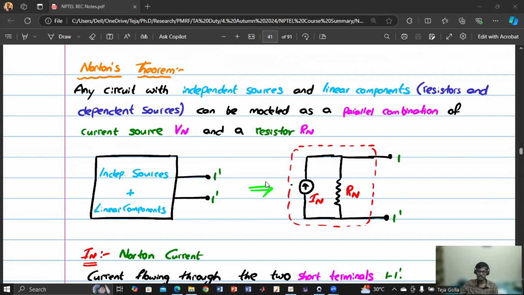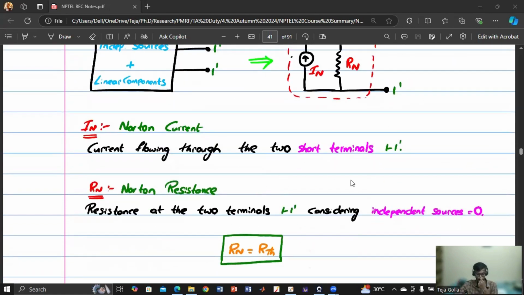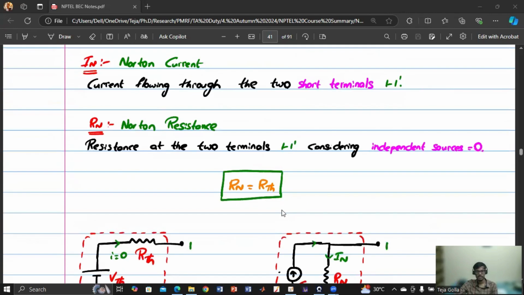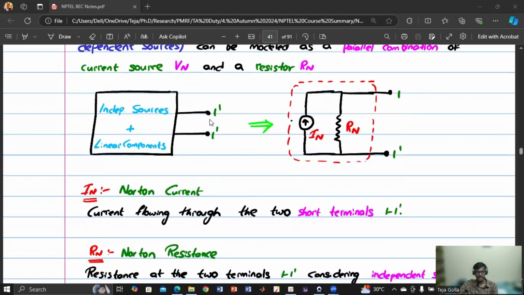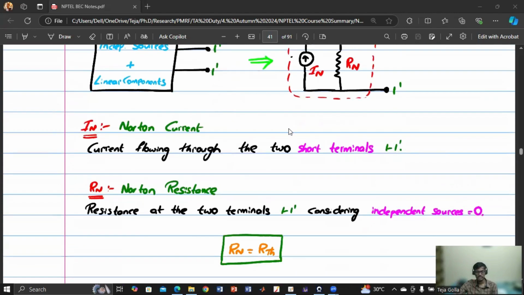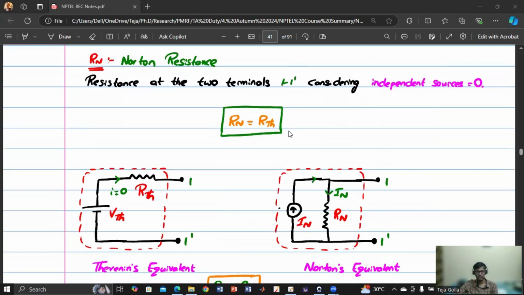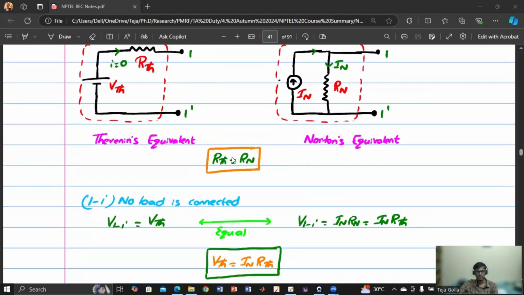So Norton current is obtained by short circuiting the terminals 1 1 dash and calculating the current through the terminals, and Norton resistance is nothing but Thevenin resistance. So it is obtained by calculating the resistance at these two terminals by considering the independent sources to be zero, not the dependent sources. So this is the Thevenin equivalent and this is the Norton equivalent, and this is the relationship between both of them. So V Thevenin is nothing but I Norton into R Norton.